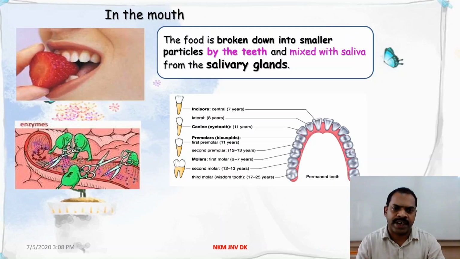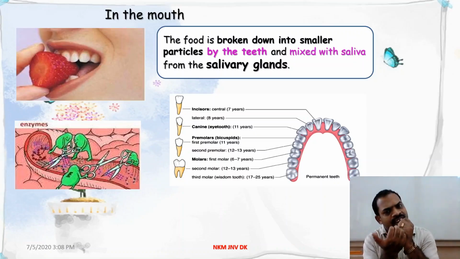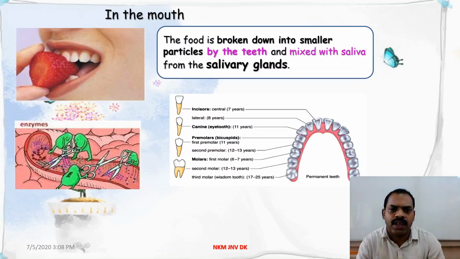Next one is canine. Suppose a sugar cane stem is given. We have to tear off the outer thick part of the stem. Is it possible with incisors? No, we need canines. So we take it in at the side and tear off the outer peel.